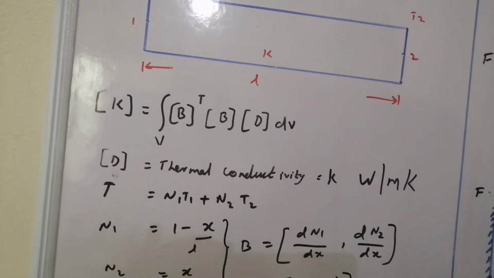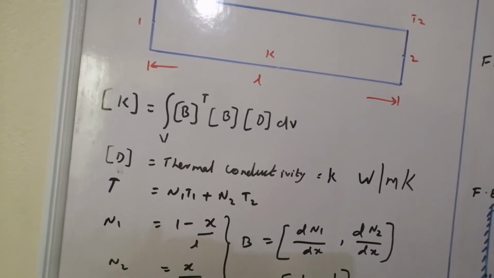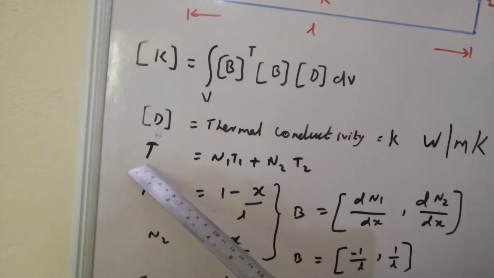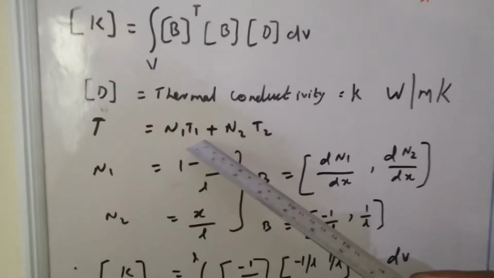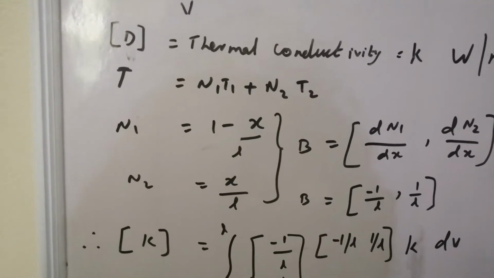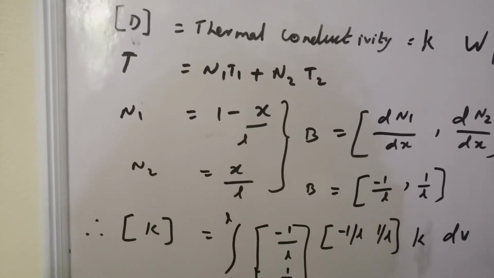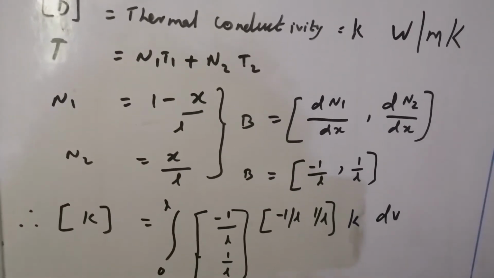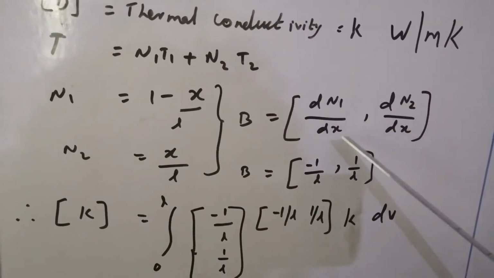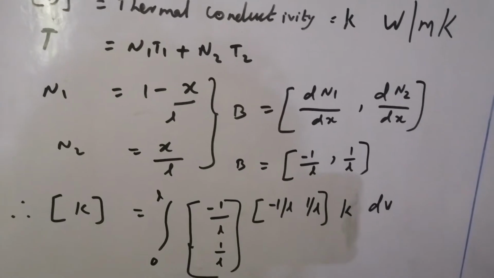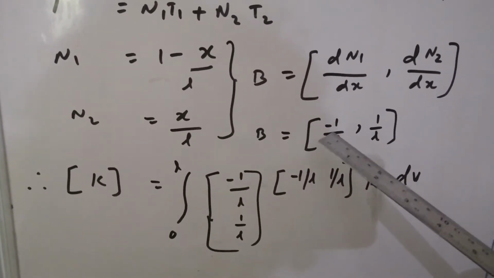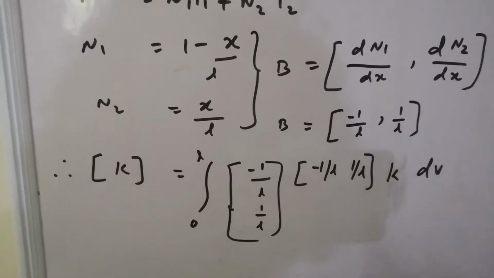And here there's another change. In the previous derivations we had studied the shape function, and it's coming in here also. Here the temperature T equals N1 T1 plus N2 T2, and N1 is the same, that is 1 minus x by L, and N2 is x by L. And we know that the strain displacement matrix B equals dN1 by dx, dN2 by dx, and applying N1 and N2 here, we get minus 1 by L and 1 by L.